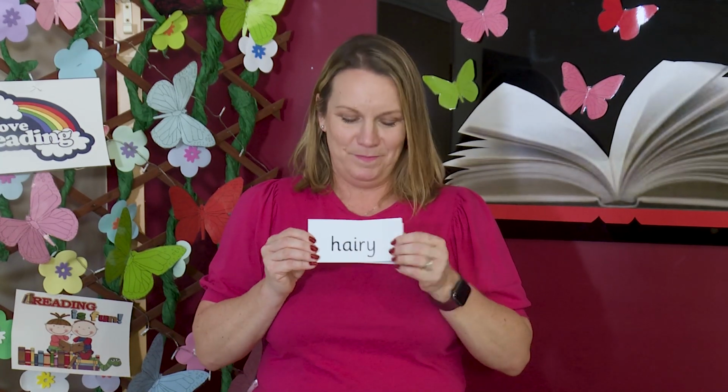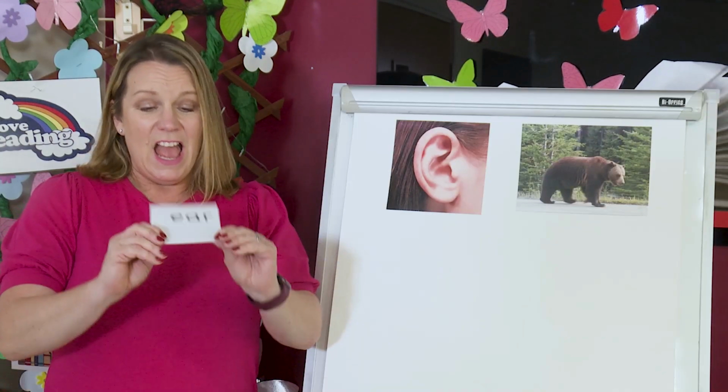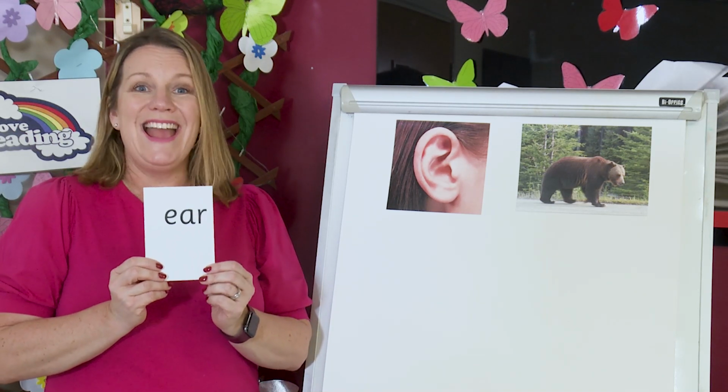Let's check. Read them with me. Hairy. There. Where? Airport. Share. Square. Great reading, everyone. This grapheme can make the sound ear or air.